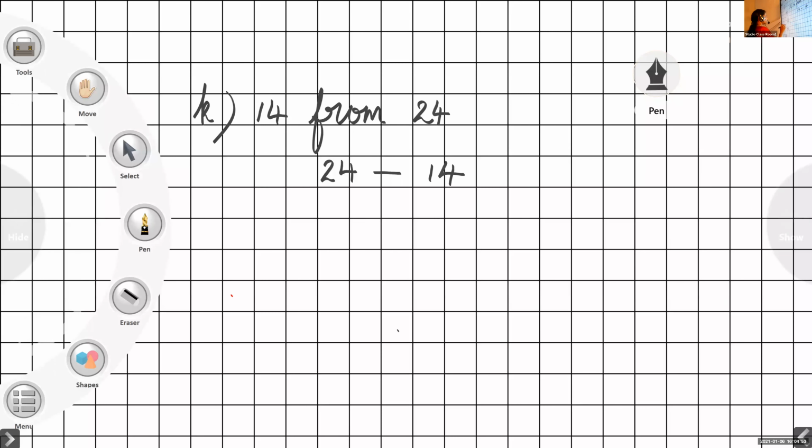Abel and Annie, what is the meaning of this? 14 from 24. Please be quiet. Only Abel and Annie, tell me the answer. 24 minus 14. Very good. 24 minus 14. Now let us write the answer.